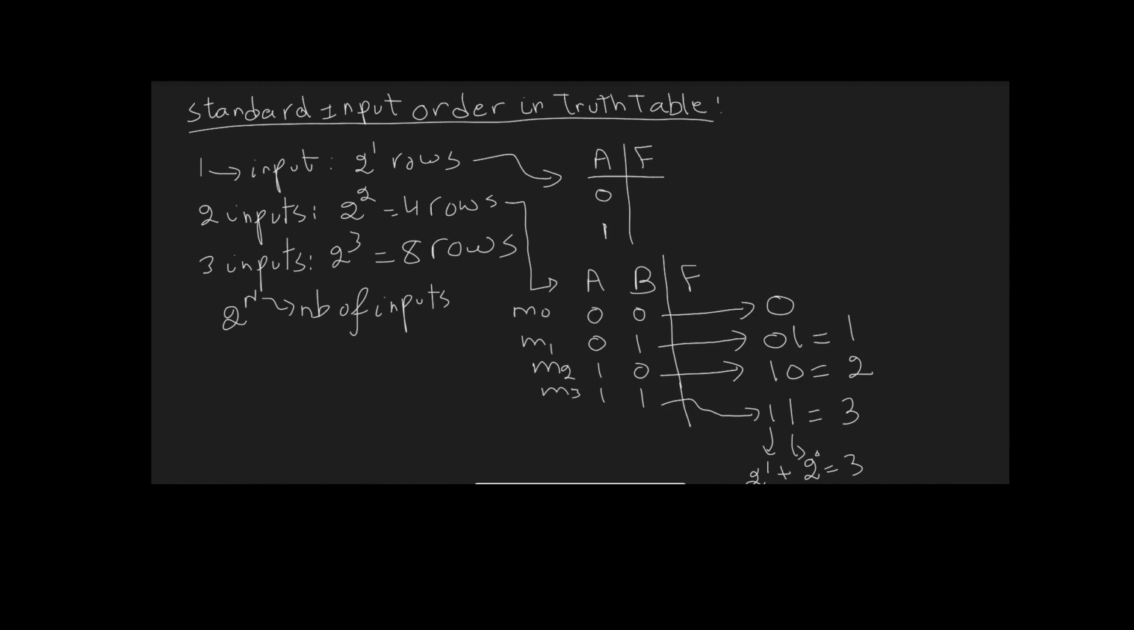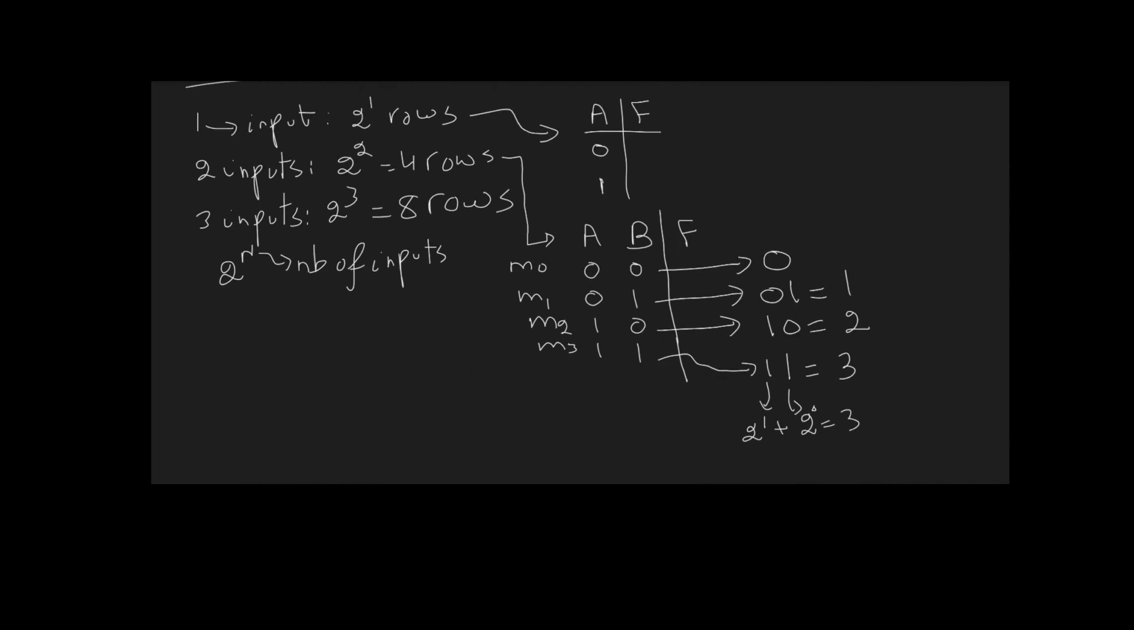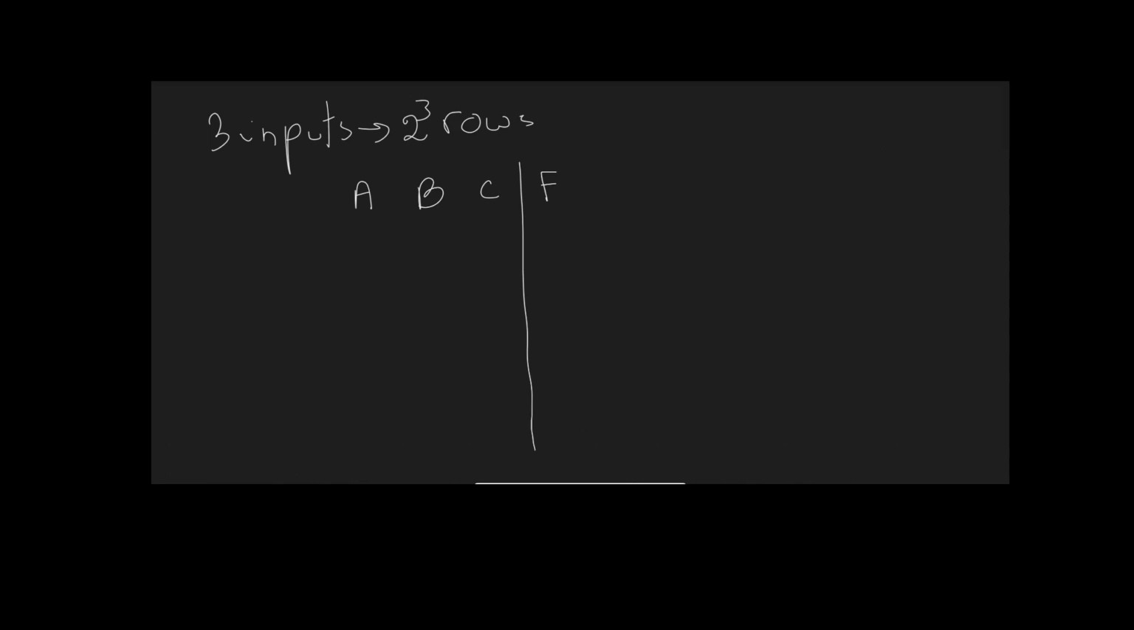So let's move to the 3 inputs example. Let's see how we can do the layout of our truth table. For 3 inputs, we will have 2 to the power 3 number of rows. So let's start our truth table. We have A, B, and C as our inputs, and then F the output, which we're not worried about now. We're just covering how we lay out our rows in the truth table.